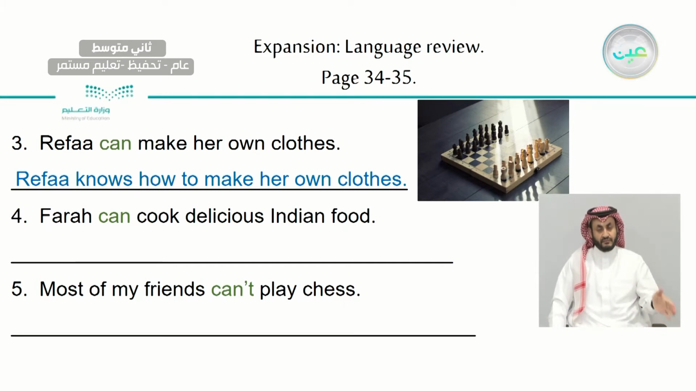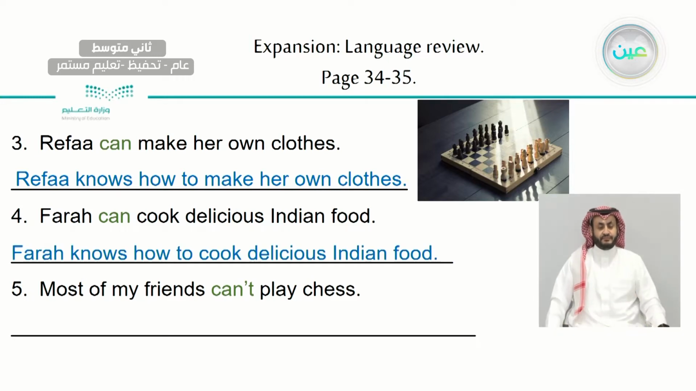Let's take a look at the next one. Farah can cook delicious Indian food. So this is a skill she has. So what are we going to do? We're replacing can. How is the sentence going to look? Like this. Farah knows how to cook delicious Indian food. Knows. We added S to the verb know. This is a skill that Farah has. How about the next one?